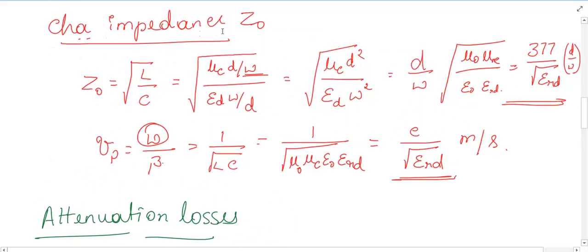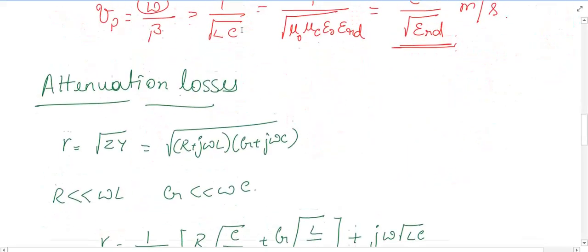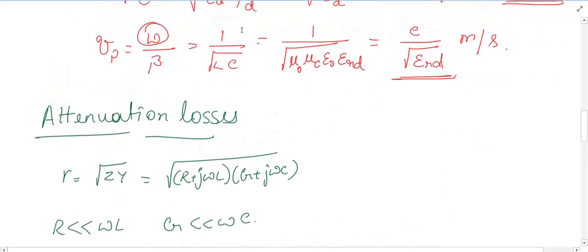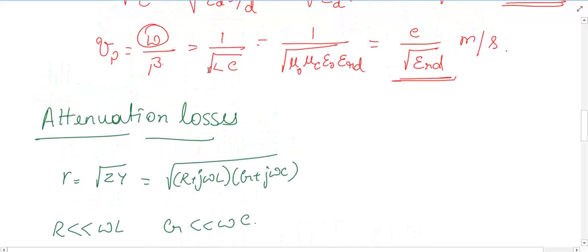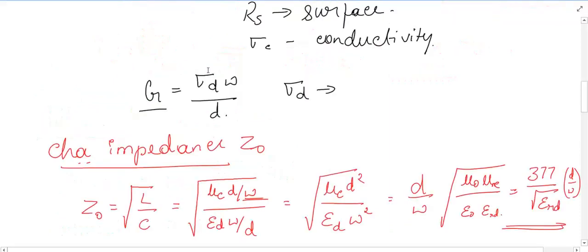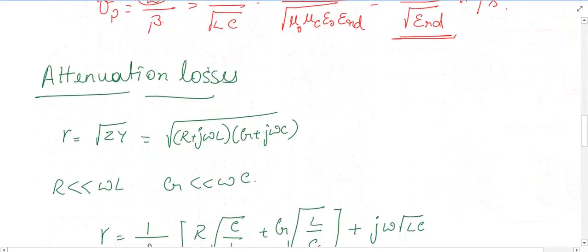Now after that, it's about the characteristic impedance Z naught. We have seen it is root of L by C, and then we substitute for L and C and simplify. That is what you will get, because mu rc or mu c, the permeability of the conductor, is considered as 1. Next is the phase velocity. So Vp is equal to omega by beta.